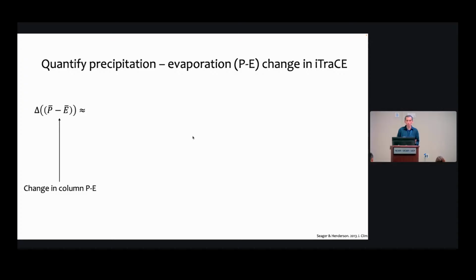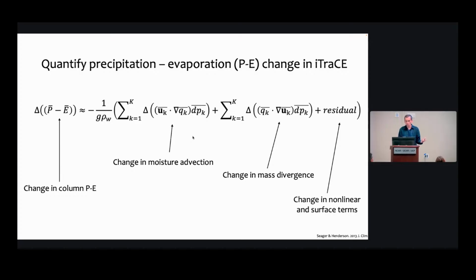One way to do it is to look at the precipitation minus evaporation of specific regions over the full atmospheric column. So when you think about P minus E over an atmospheric column, it can be driven by change in the moisture advection, so that's a divergence of Q, which is specific humidity. And then it can also be driven by changes in mass divergence, so divergence of UQ, and then also there's a residual term.